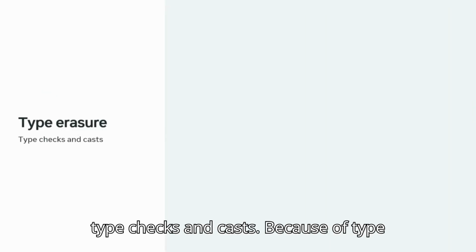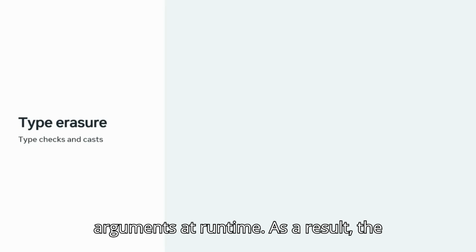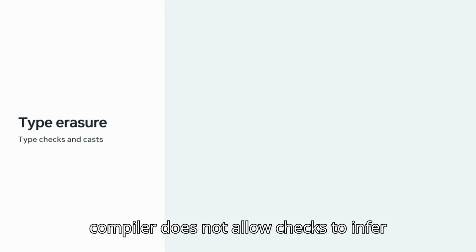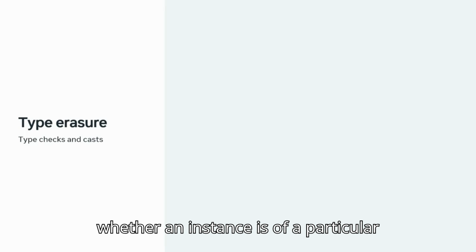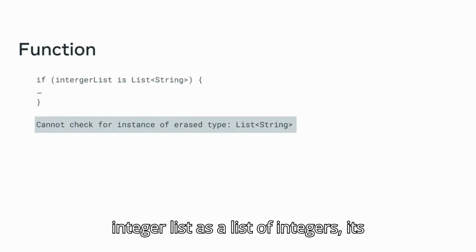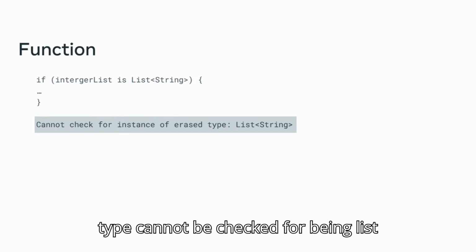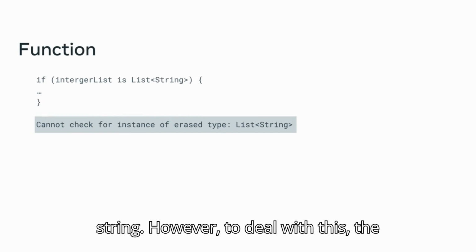Another limitation involves type checks and casts. Because of type erasure, it is not possible to check if an instance was created with certain type arguments at runtime. As a result, the compiler does not allow checks to infer whether an instance is of a particular type or not. For example, if you have an integer list as a List<Int>, its type cannot be checked for being List<String>.